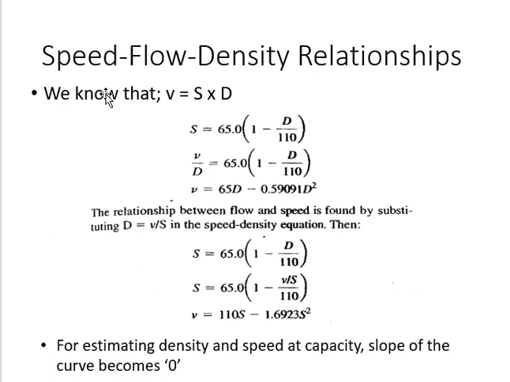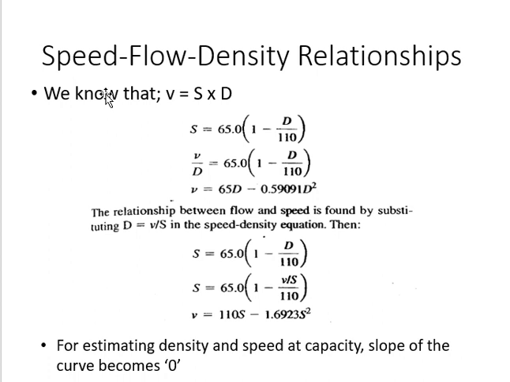Then I can go back to the same equation again, and now I will take D equals V over S. So instead of having D here, I can have V over S. Again, you open the bracket, take V on one side, everything on the other side. So this is the equation now between flow and speed. This number, 1.69, was 65 upon 110.